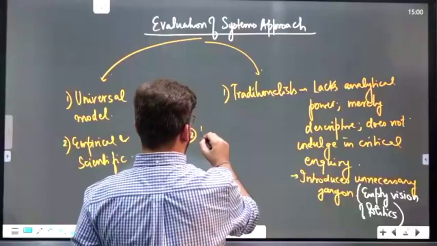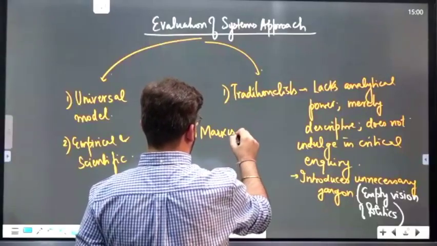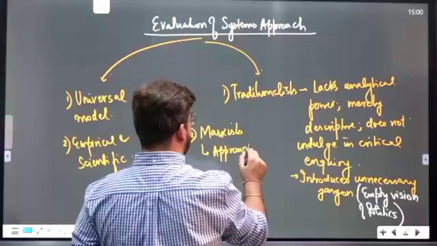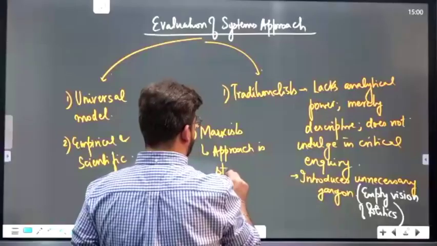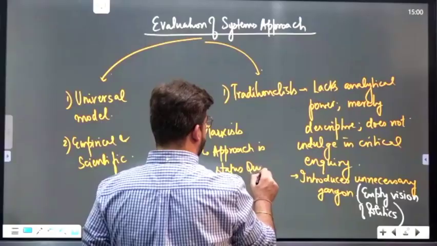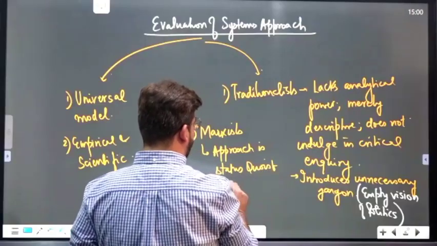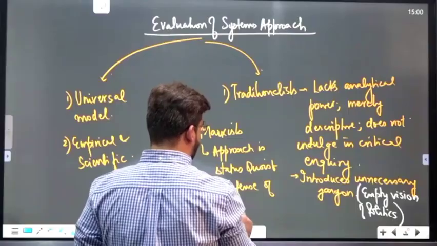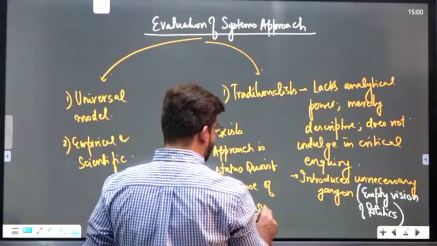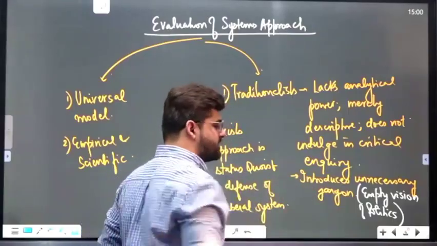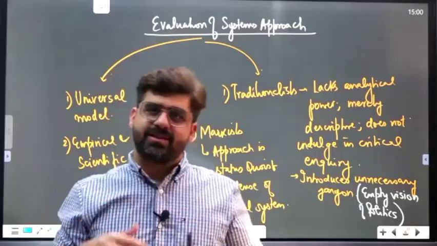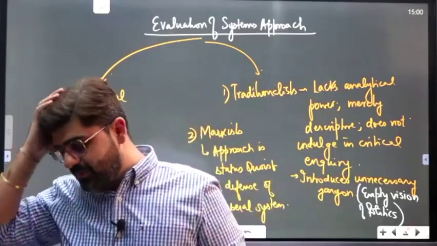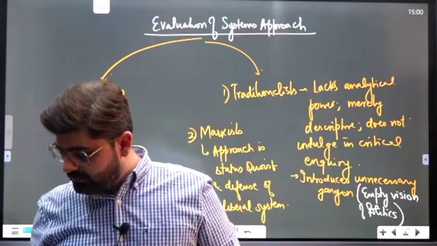Then the second criticism is by Marxists, who are saying the approach is status quoist and a defense of the liberal system. Now why are they saying it is a defense of the liberal system? ले दे के Marxists दो बातें कर लेते हैं. एक, everything is related to economy. Second, it's a defense of liberalism को support है. They are not wrong. Why?